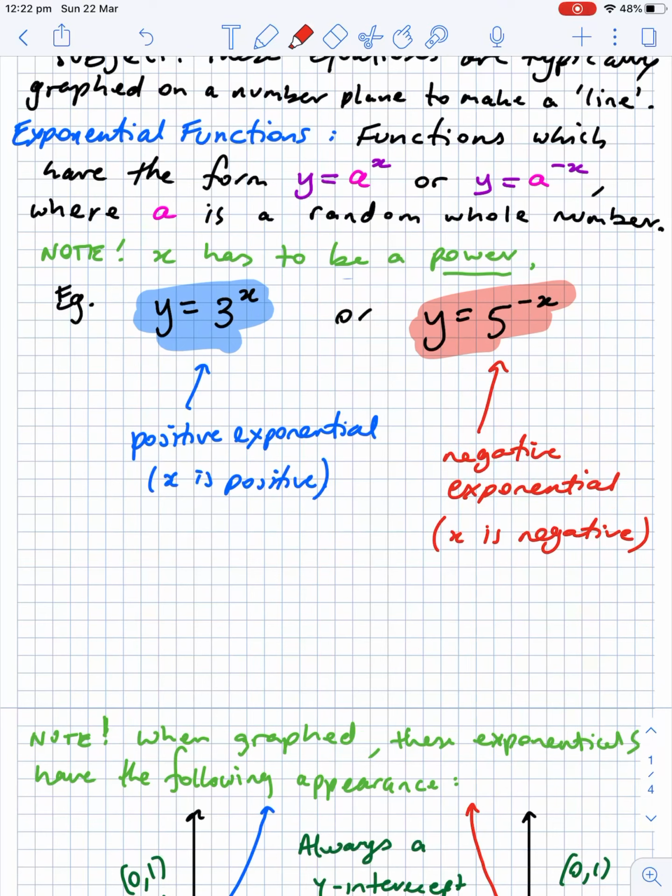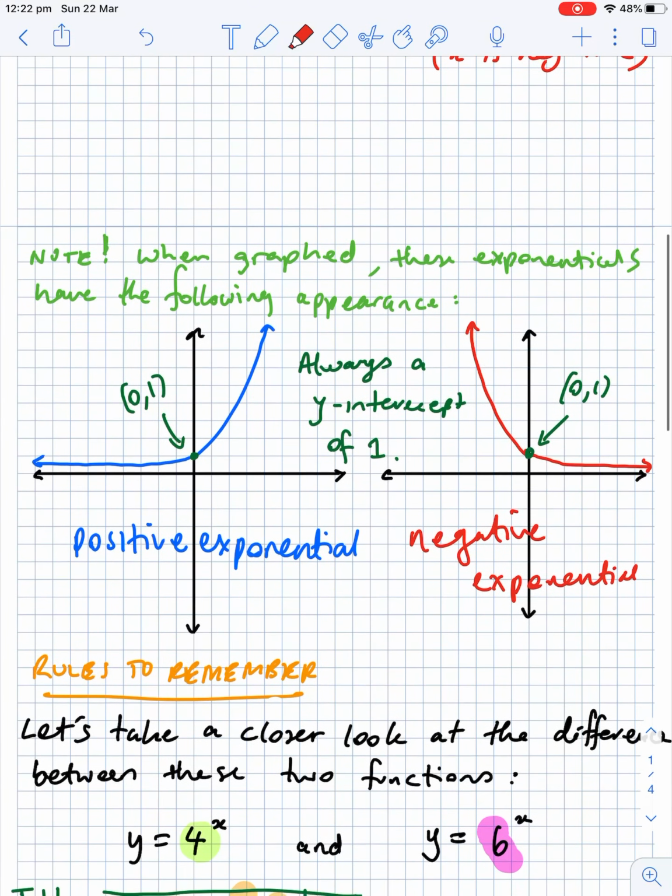Okay, so I want to show you what these sorts of functions look like when they're graphed. You need to be able to recognize the graphs of these sorts of functions. Okay, so here we've got a positive exponential. You'll notice that it's very flat over here on the left-hand side. It gets closer and closer to the x-axis as you go further along. And then on the other side of the y-axis, it pretty much takes off. It goes up very quickly. And notice that it goes through the point 0, 1. So a few basic things to remember there.